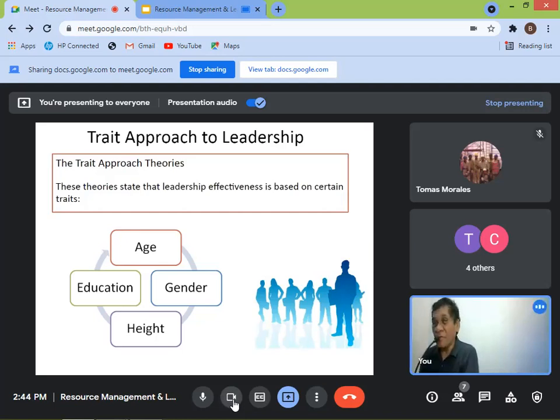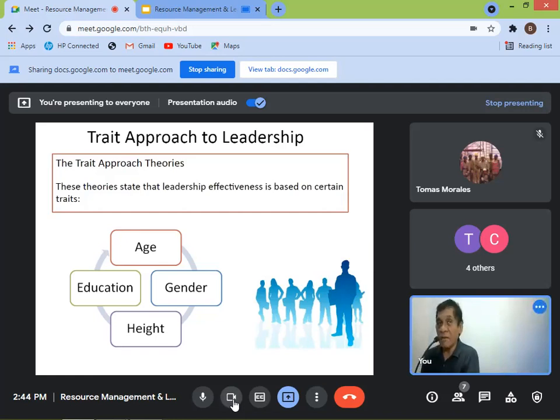In terms of gender, you have female only, or male only. What about female? Can they do the job? Or female only? What about the male? Can the male do the job? What about the third sex? Okay, the LGBTs, can they do the job? So in the job description of the Hay method, we don't indicate age, gender, and height.